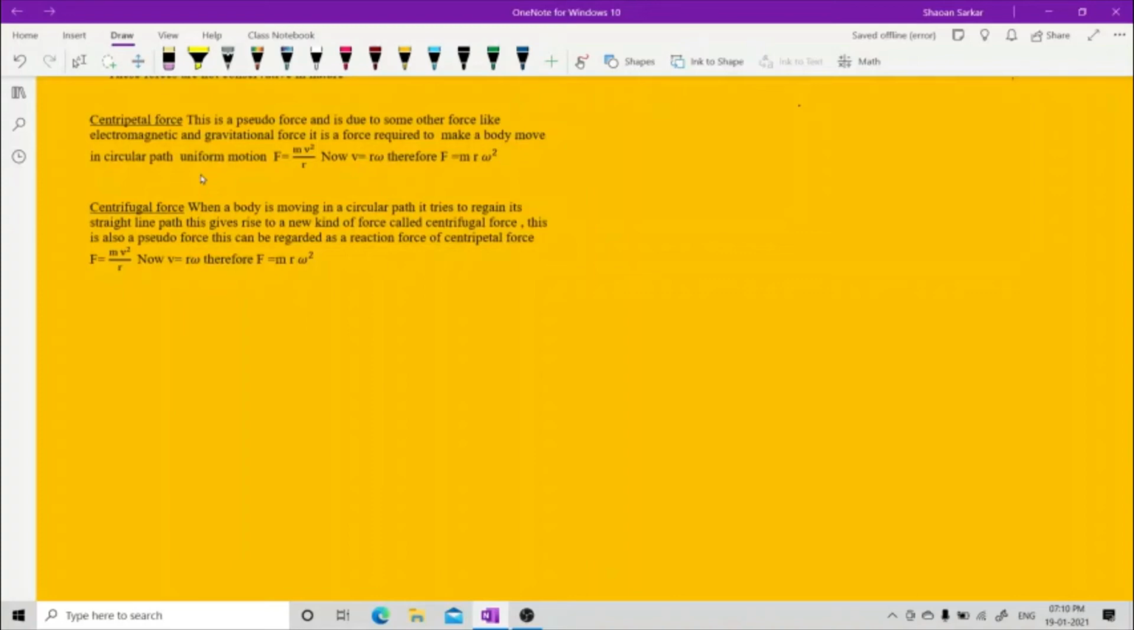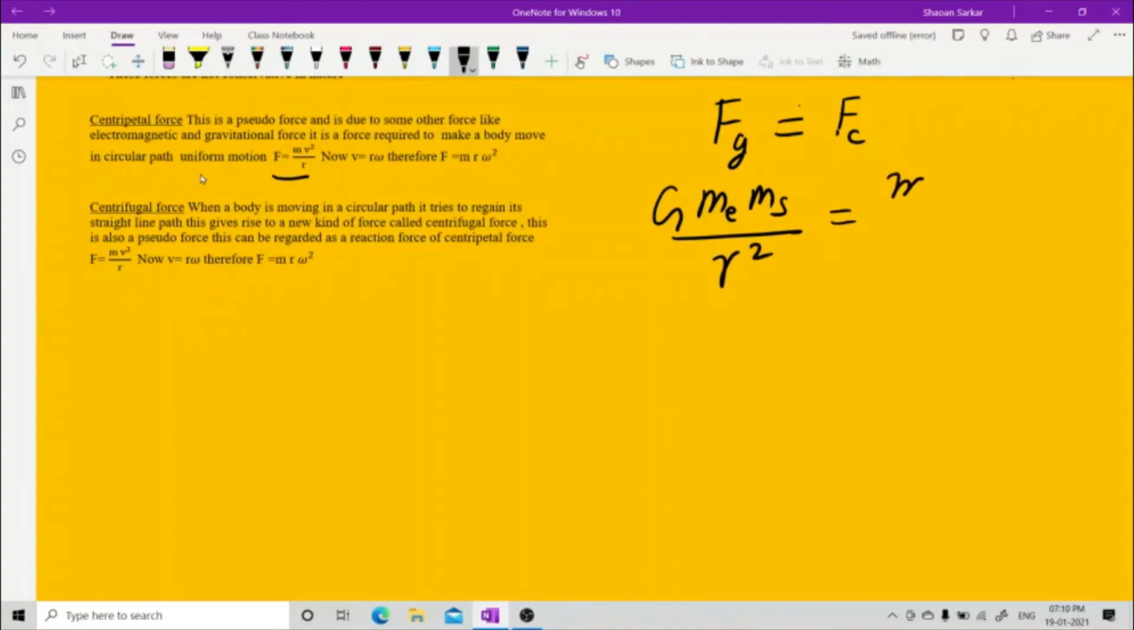Now let's understand how this happens. The gravitational force is equated to the centripetal force, let's call it Fc. So you have the gravitational force as G times mass of the earth, mass of the sun, over the square of the distance of the earth from the sun, center to center distance. And this equals mv squared over r. So this r is also the center to center distance.